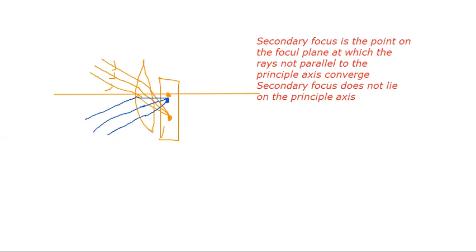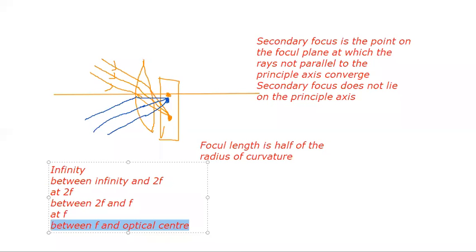Understood? One more thing: focal length is half of the radius of curvature, f = R/2. This is the relation. Focal length is half of the radius of curvature. Now we will go for the sign convention of lens.